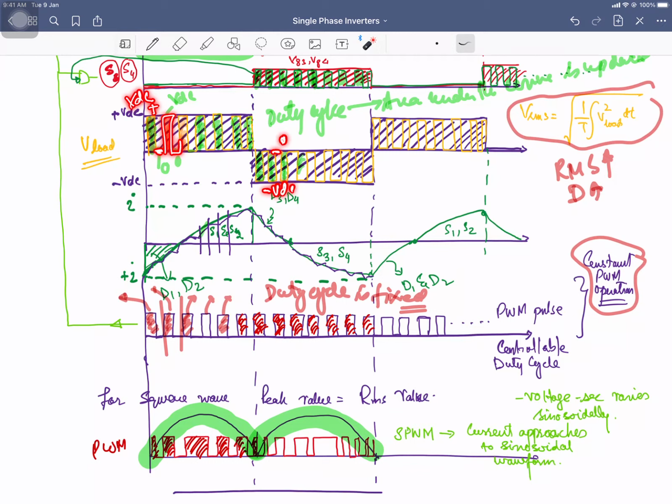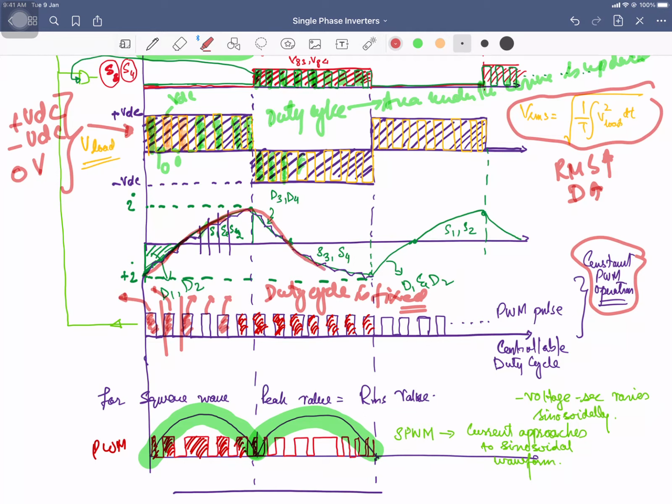So the voltage, there are three voltage levels, you can say, plus VDC, minus VDC, and the 0 volt in the case of PWM operation, right? This PWM operation. So the resultant current waveform will be approaching the sinusoidal waveform with the sine PWM operation. When you vary the width of these pulses according to the sine wave, then the current will be approaching the sine wave.